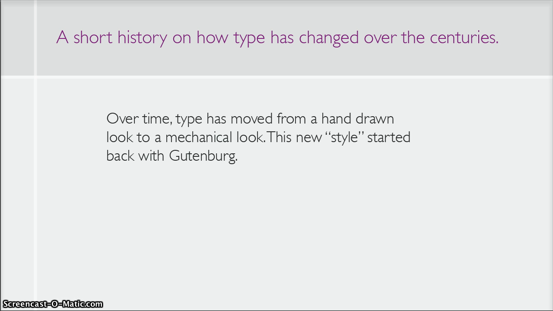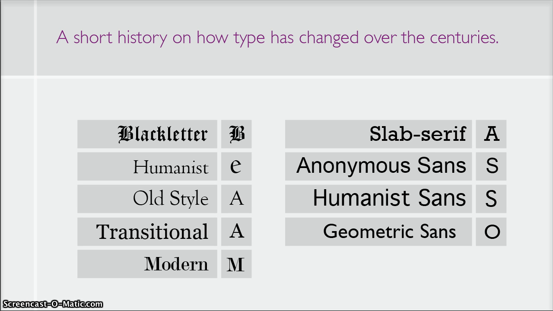Over time, type has moved from a hand-drawn look to a mechanical look. This new style started back with Gutenberg. Now, this was the first type. If you look at the black letter type, this was the first type that was used to print. And Gutenberg tried to copy handwritten type exactly. If you look closely, you can see the small elements in the letter B.